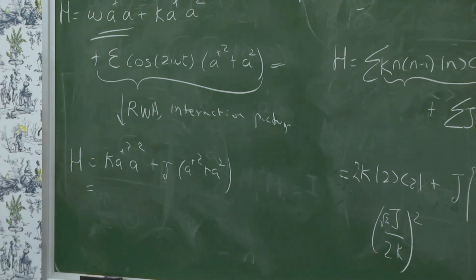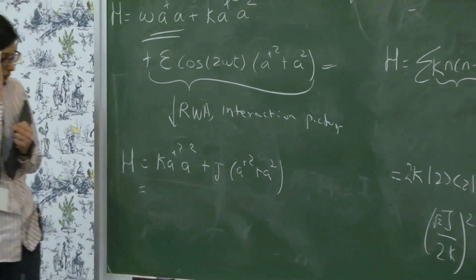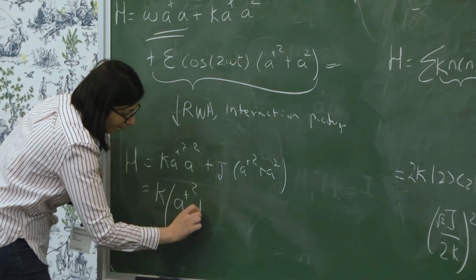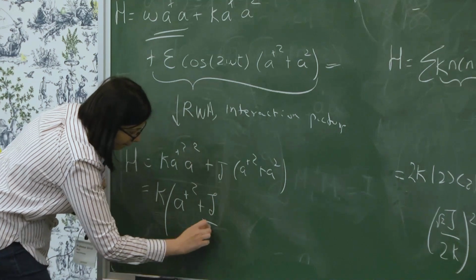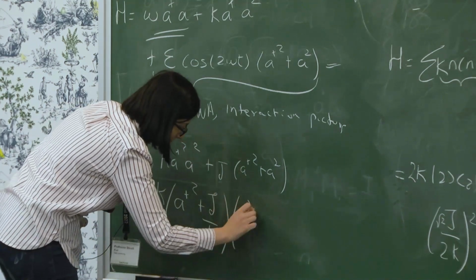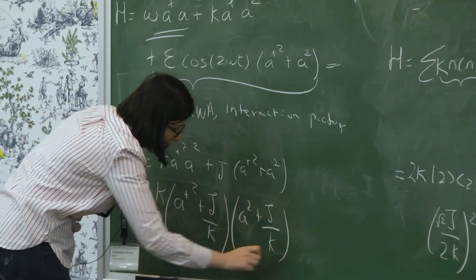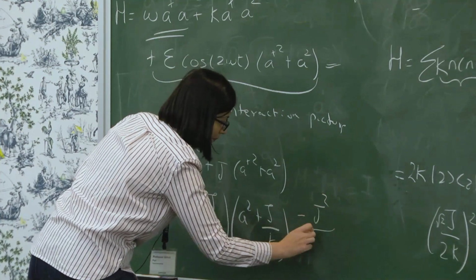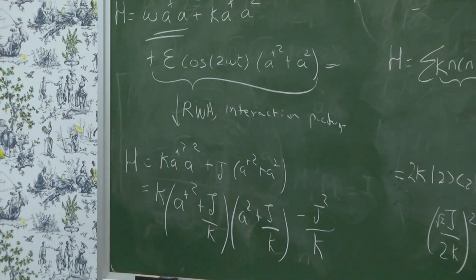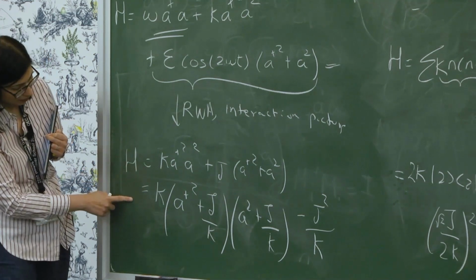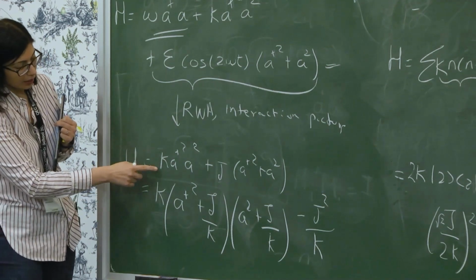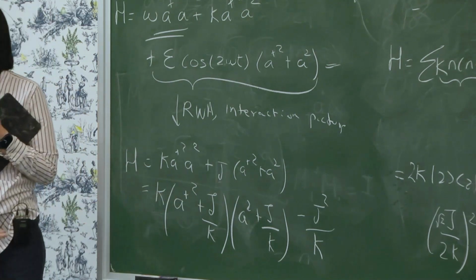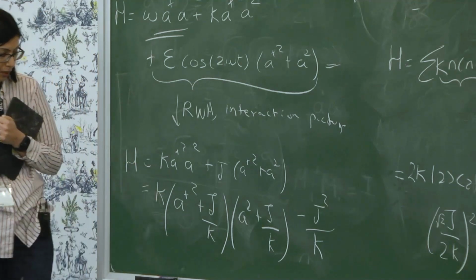Now, if you notice one thing, you can factorize this Hamiltonian in this form. Yes, this is exactly written out in this. If you multiply this out and open the brackets, you'll see that they're exactly the same.